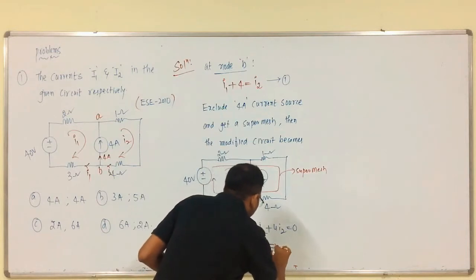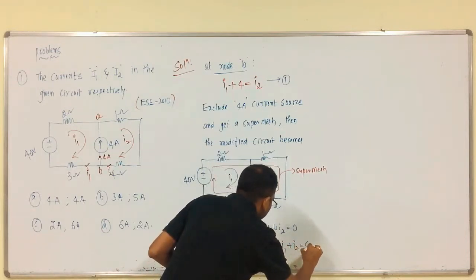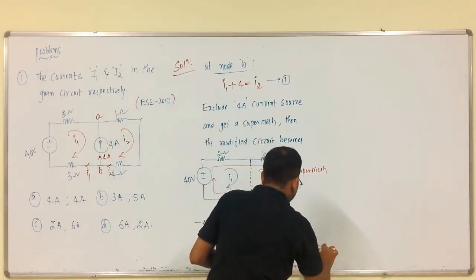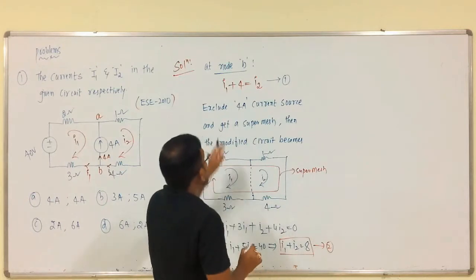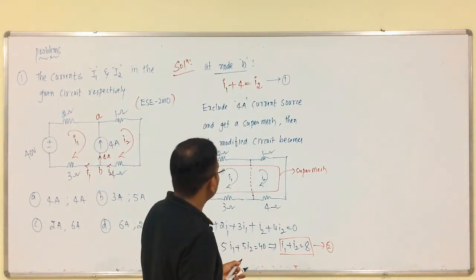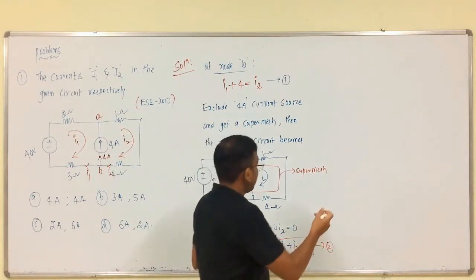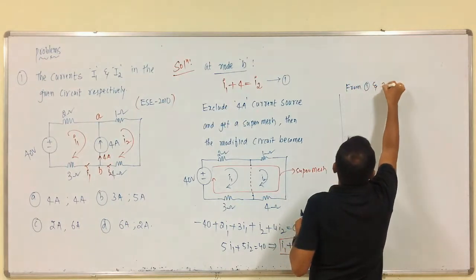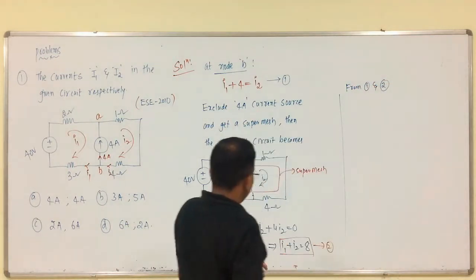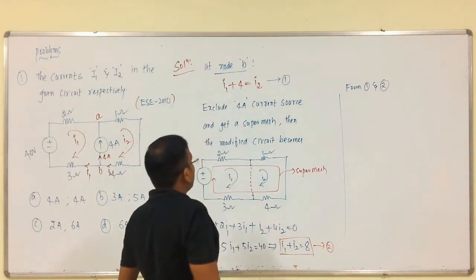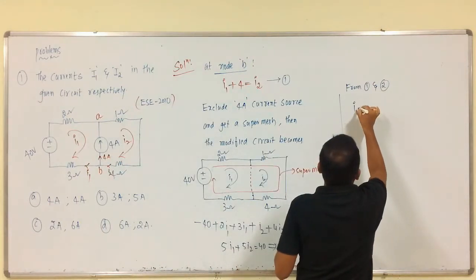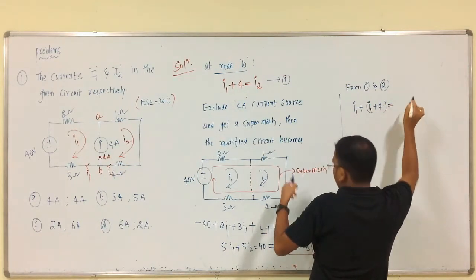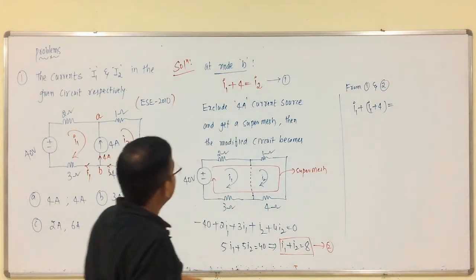Therefore, I1 plus I2 is equal to 8. This is 2. So, this is 1, this is 2. So, I1 plus I2 equals 8, I1 plus 4 equals I2. From 1 and 2, in place of I2 you have to substitute I1 plus 4. So, I1 plus 4, I1 plus 4 is equal to what? I2, which is equal to 8.